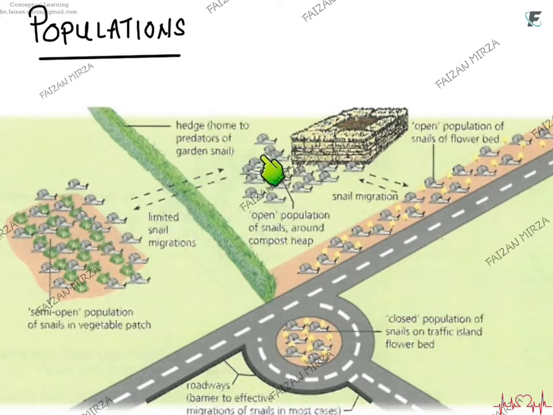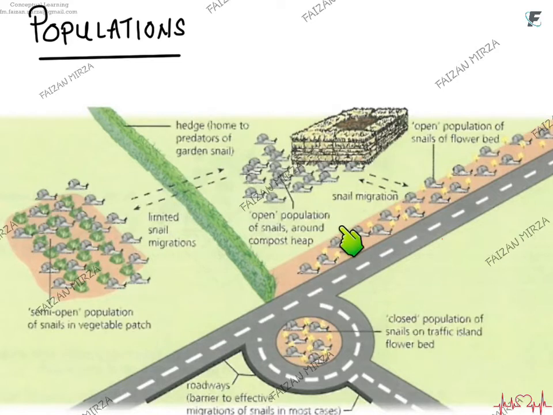Whereas since they cannot pass on there, and these ones cannot come here, or are very few in number, the genes, the genetic combinations of this population of snails and this population of snails are less likely to intermix together.